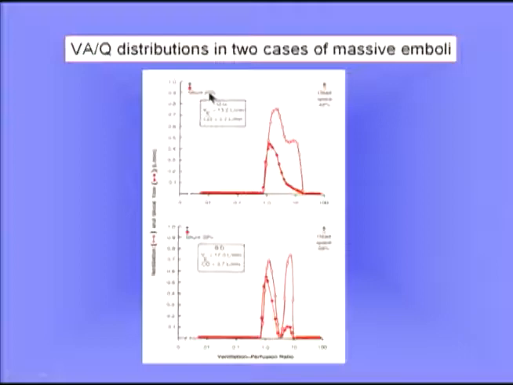The shunt here is 20% of the cardiac output, here 39% of the cardiac output. So of course these patients have very, very serious lung disease, and pretty remarkable that they were able to measure these distributions. Now let's say just a few words about pulmonary hypertension.